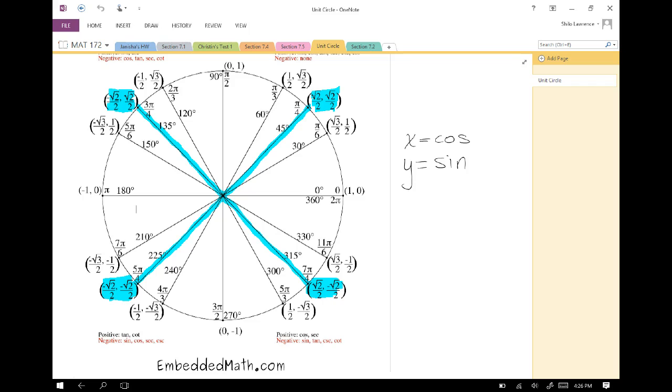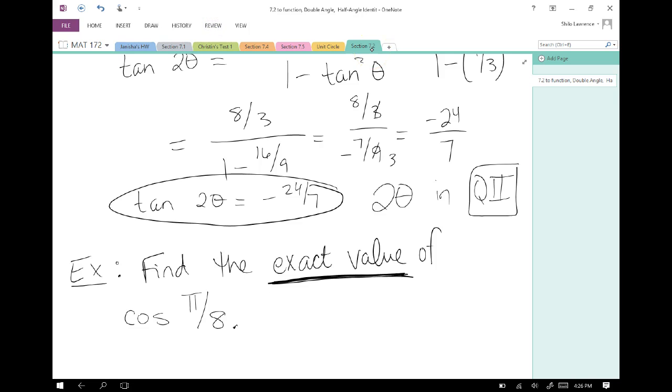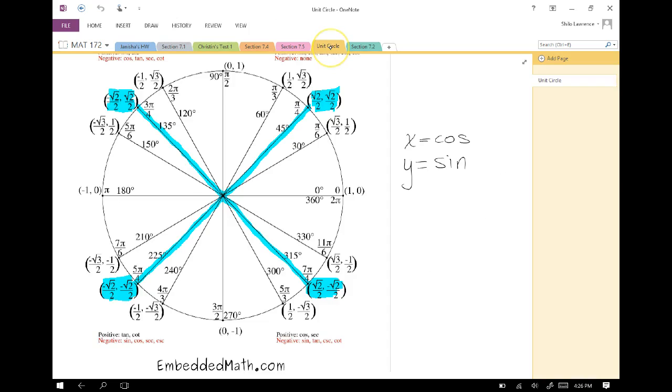So we've somehow got to use trig identities and some algebra to figure out how to make pi over 8. If you're not good with fractions, you can change pi over 8 to a degree angle and go from there. That might be helpful. Pi over 8 is equivalent to 22.5 degrees. So that might be helpful, 22.5 degrees. 22.5 degrees is exactly half of 45.